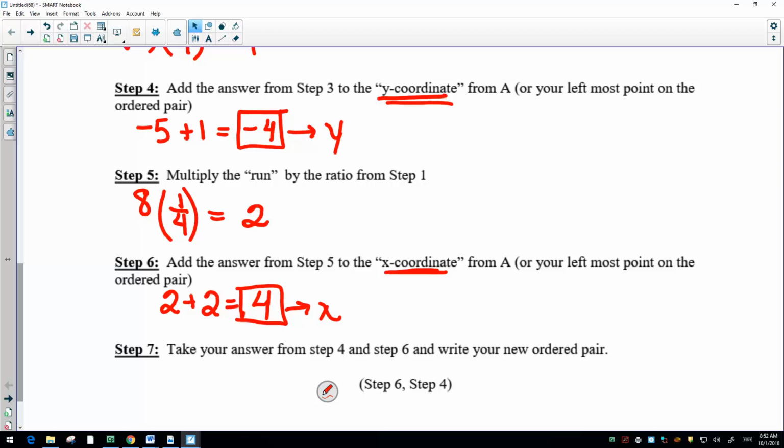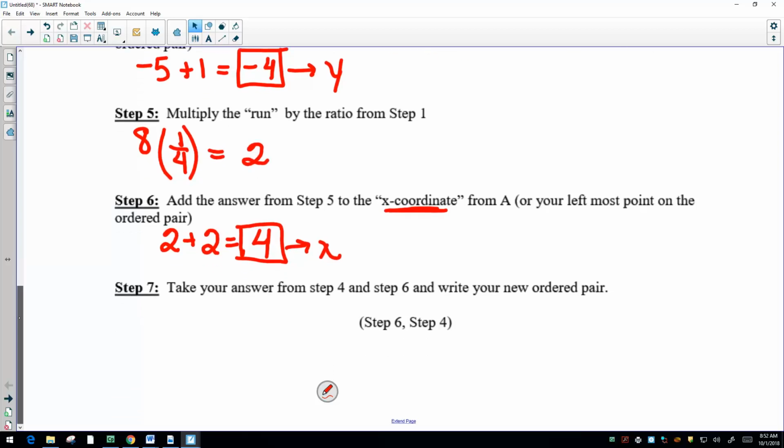So if you look at our final step, it says, okay, we'll take those two, put them together, and write a coordinate. Okay, well, I need to always write our coordinates as x comma y. So I'm going to take our x-coordinate, our step 6 answer. Then I'm going to take our step 4 answer. And what this has done is found point P.